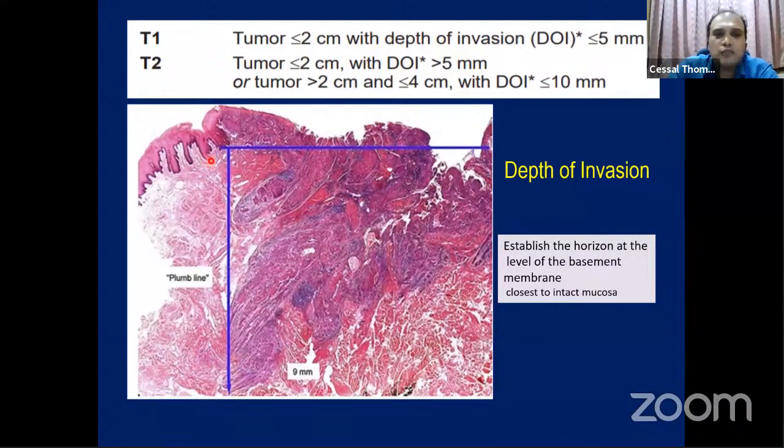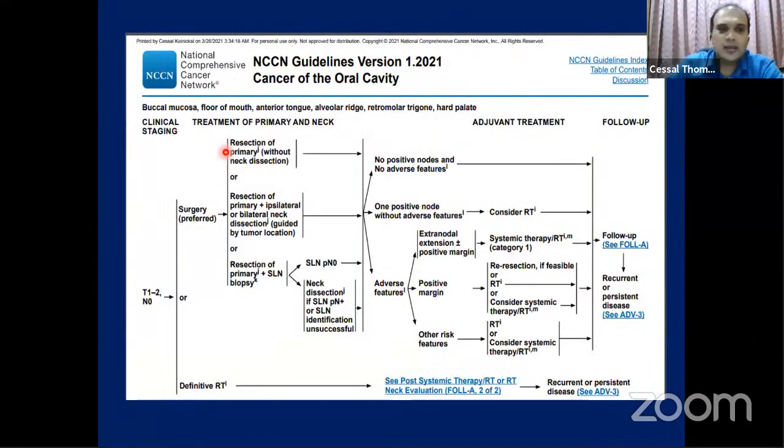So if a patient has an exophytic tumor, the depth of invasion may be less. But if a patient has an infiltrative type of tumor, the depth of invasion may be more. So staging also changes accordingly. In patients who have pT1 or pT2 disease, you have two options: either surgery or radiotherapy. For tongue tumors, you prefer surgery. Then if there are no adverse features, you keep the patient on follow-up.